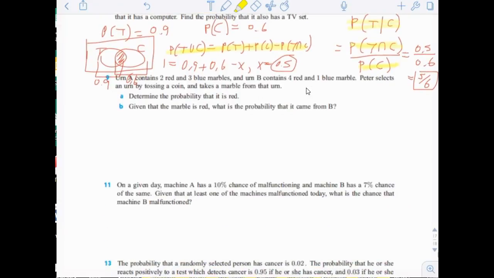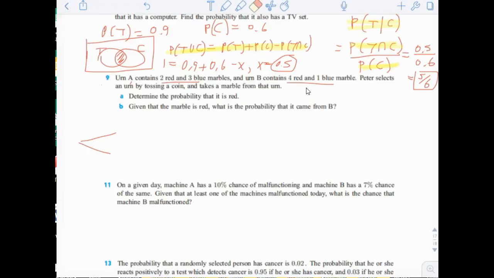Okay, what about number 9? Urn A contains 2 red and 3 blue marbles, and urn B contains 4 red and 1 blue marble. Peter selects an urn by tossing a coin and then takes a marble from that urn. Okay, so first thing Peter does is he tosses a coin. So he gets heads or tails, or maybe we should say A or B.